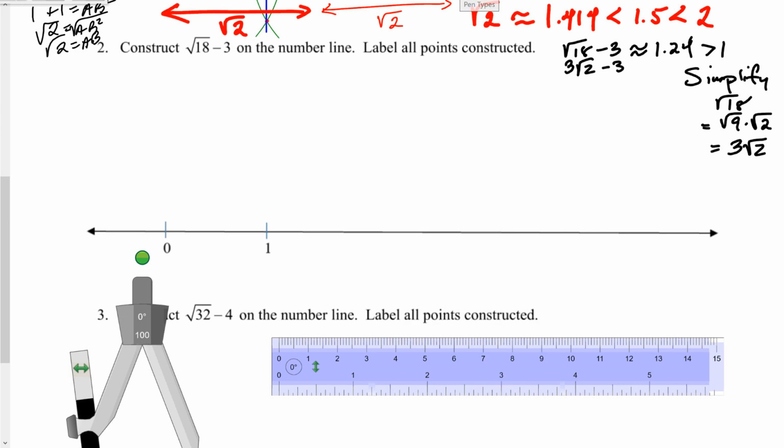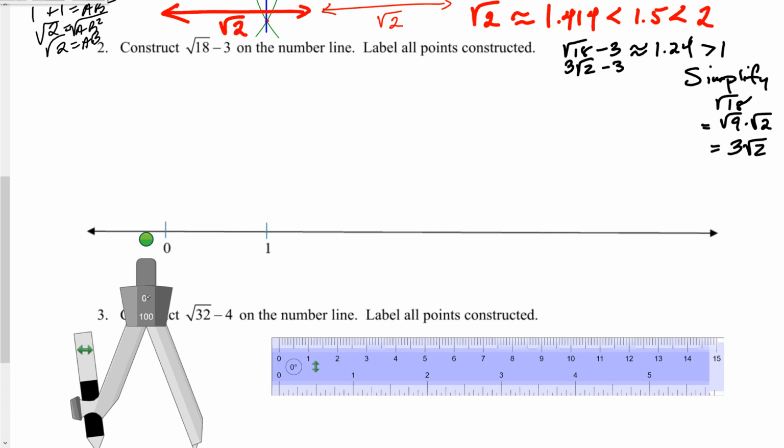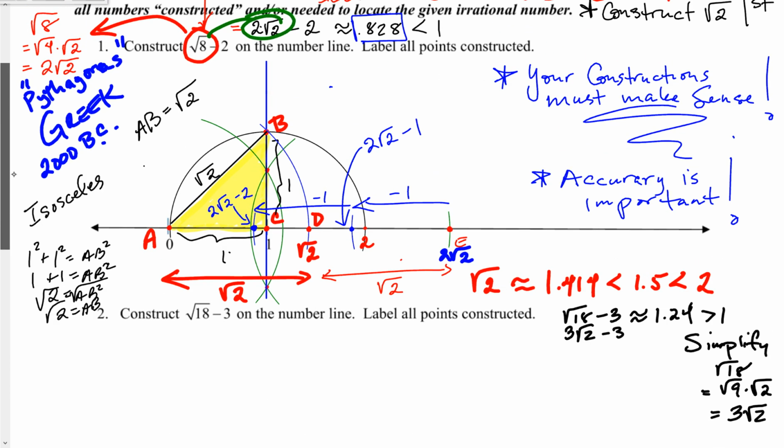So my goal is to get a placement of root 18 minus 3 a little bit bigger than 1, less than 1.5, between 1 and 2, a little bit to the right of 1. That's my end result. The first thing I'm going to do is construct root 2, and then use 3 times that: 3 segment lengths of root 2. Root 2 is the first goal, and we already did that up here in prior lessons. My goal is to construct an isosceles right triangle with the legs length equal to 1.